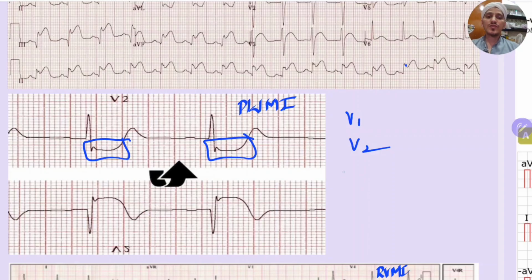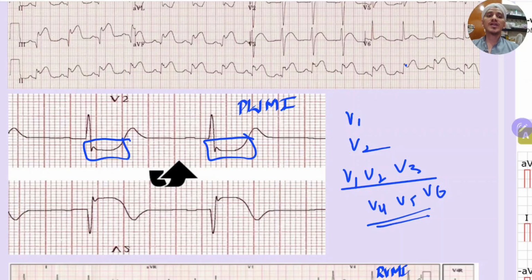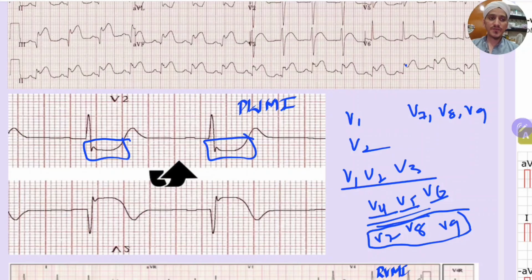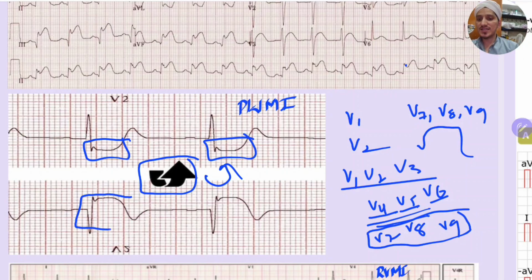What you do is keep V1, V2, V3 at their places. You remove the V4, V5, V6 leads, and you connect these V4, V5, V6 leads at the places of V7, V8, and V9. So V4 will act as V7, V5 will act as V8, V6 will act as V9. In this altered position of V4, V5, V6, you will see ST segment elevation that confirms posterior wall MI. Or what you can do is just flip the ECG. When you flip it, you will see the characteristic ST segment elevation here.